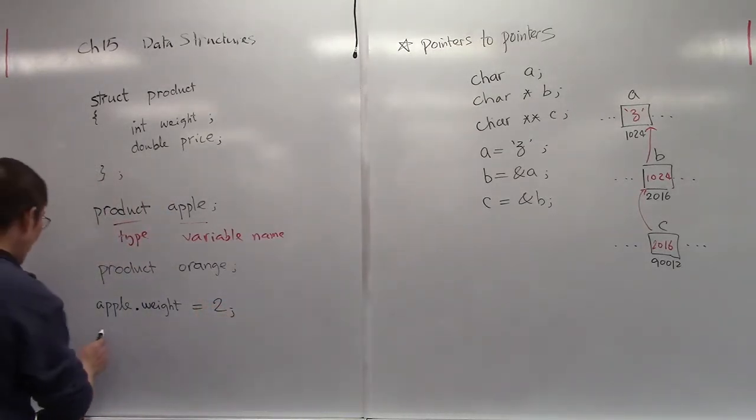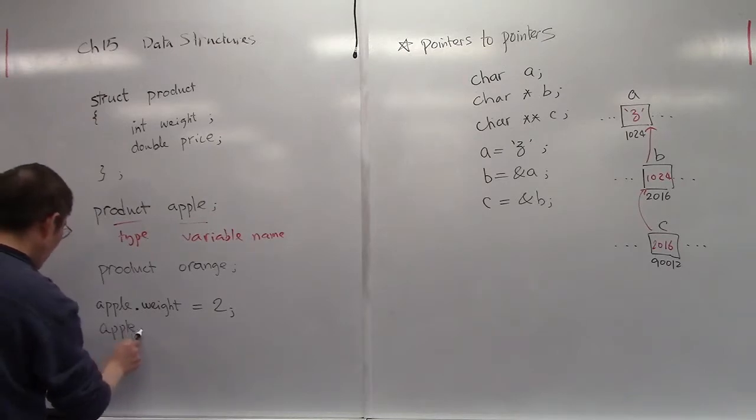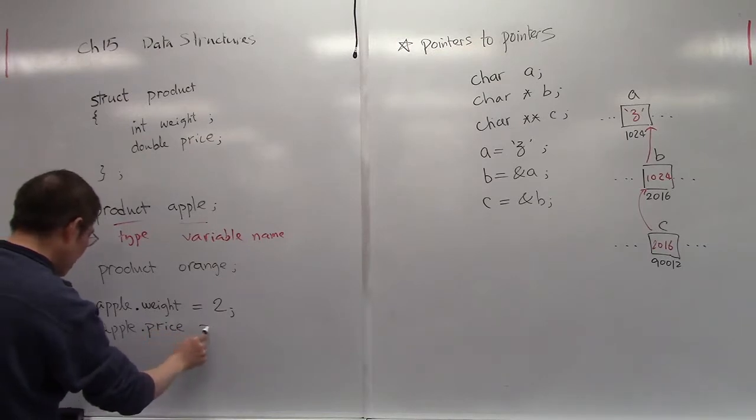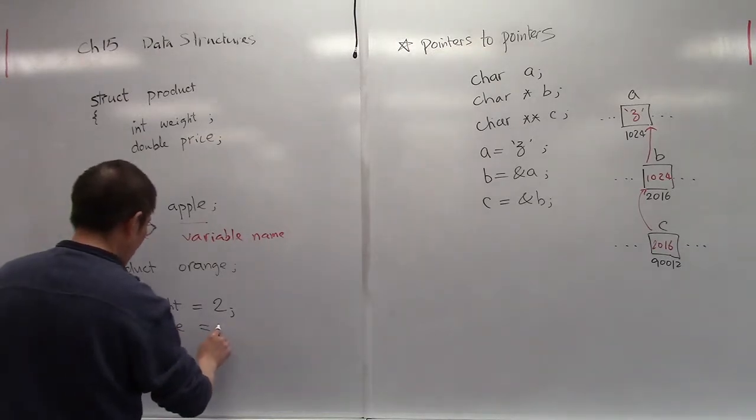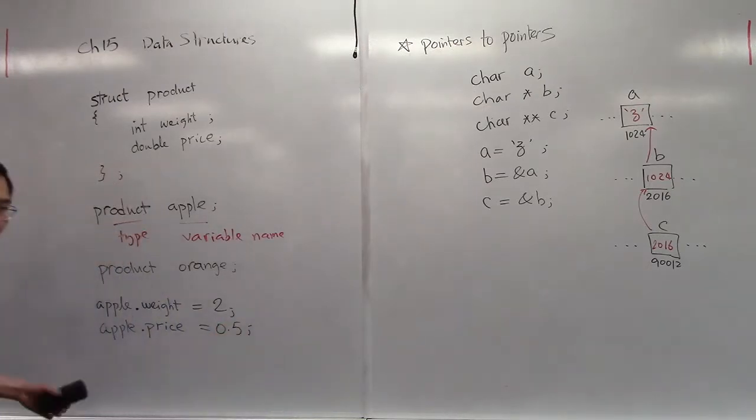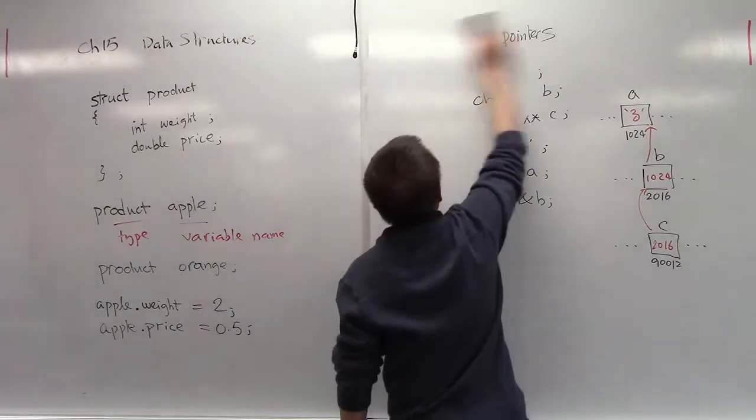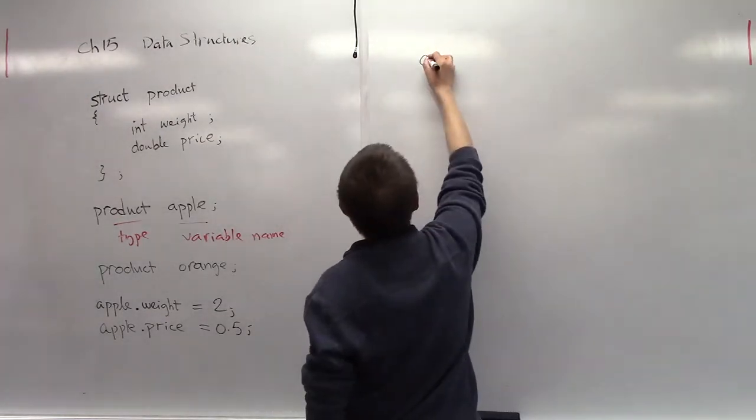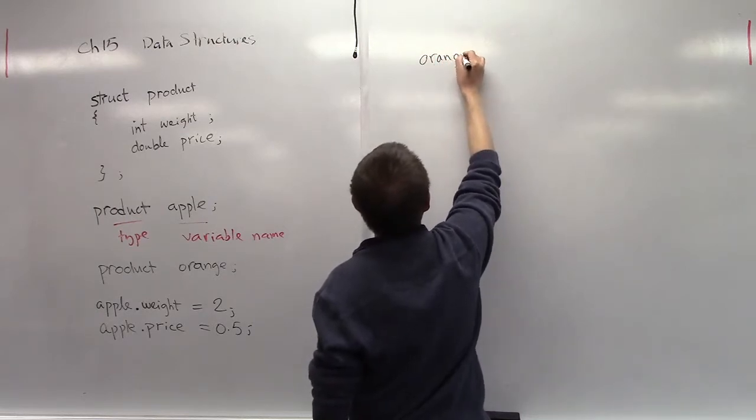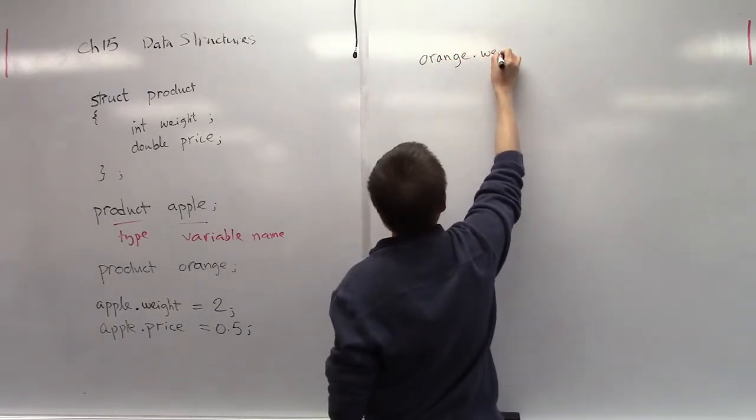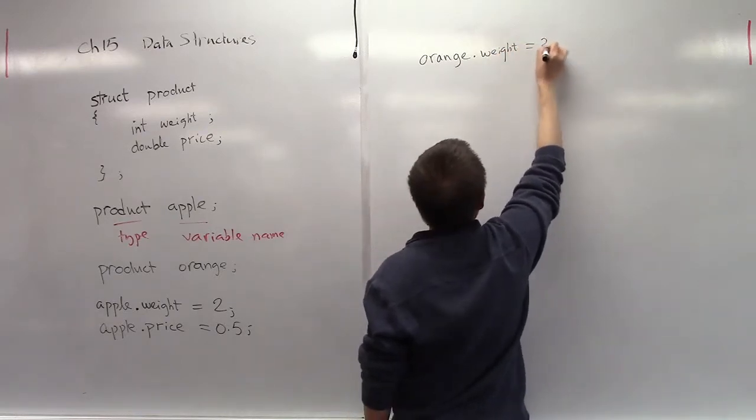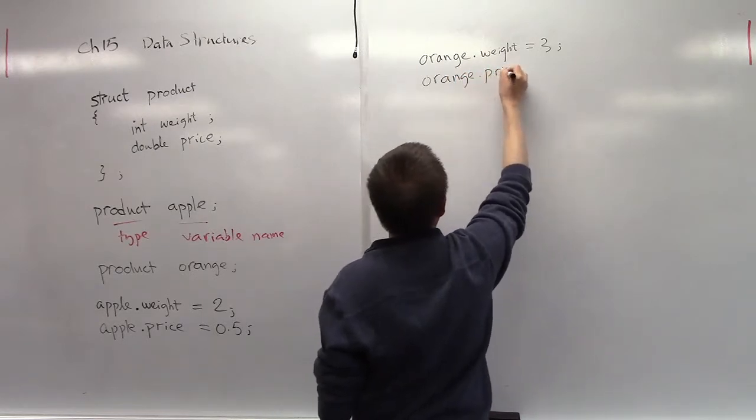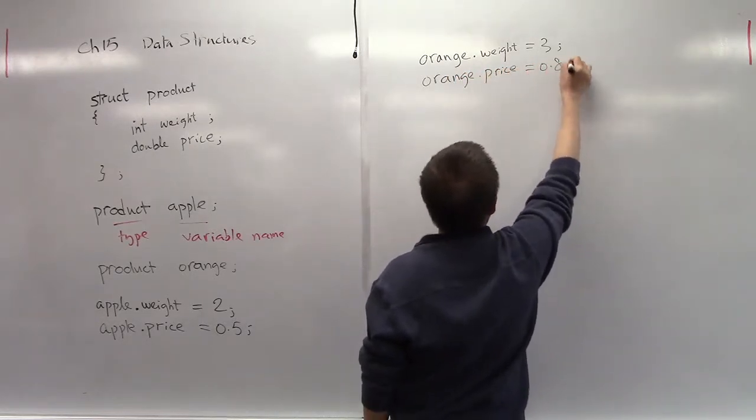Okay, and its price is apple dot price equals 0.5. And then my orange weight is, let's say 3. My orange price, let's say, is 80 cents. Okay?